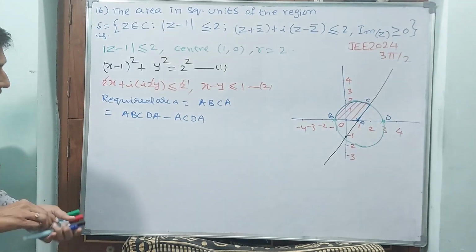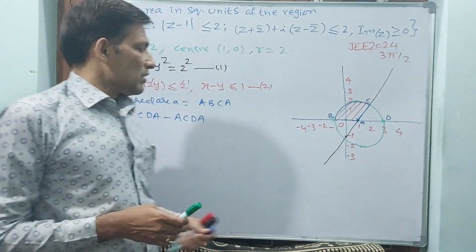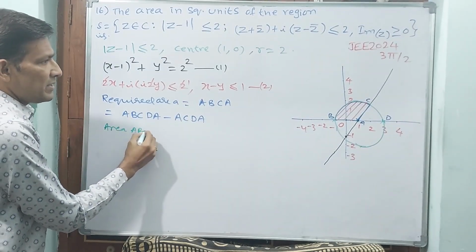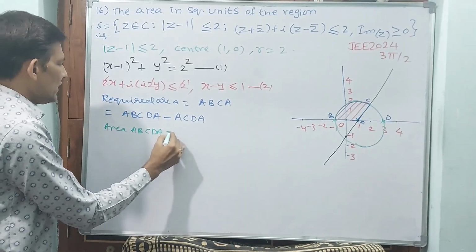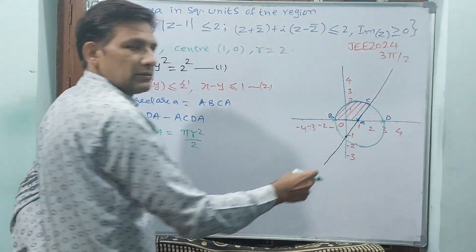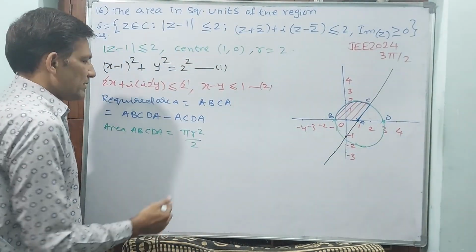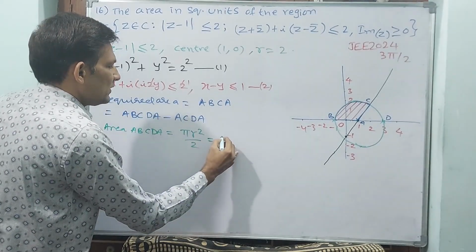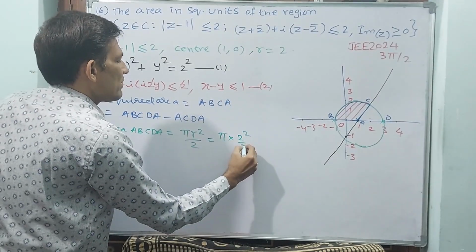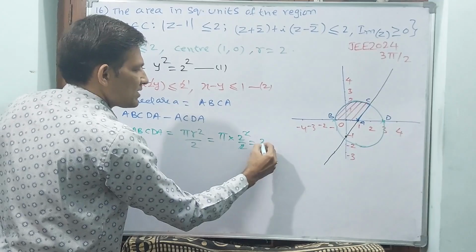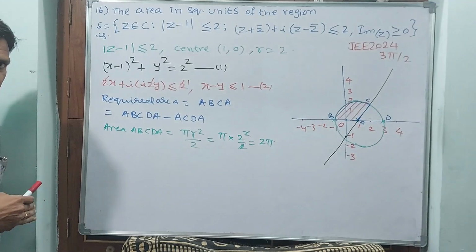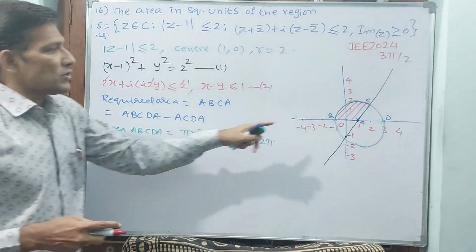But for subtracting this ACDA, let me first write the ABCDA semicircle area. Area of ABCDA is equal to pi r square by 2. Total divided by 2. Semicircle. That is equal to, see, pi you keep like this only. R square means 2 square, 2 square by 2. That means what will happen here? 1, 2 going to get cancelled out. That means 2 pi. See, the semicircle area is 2 pi square units.